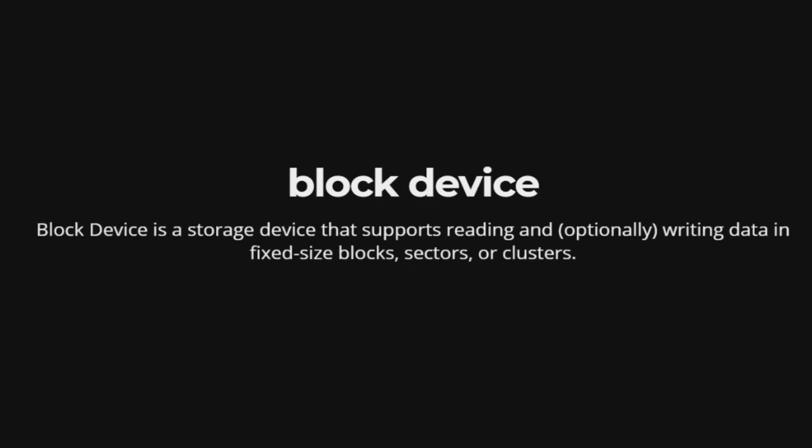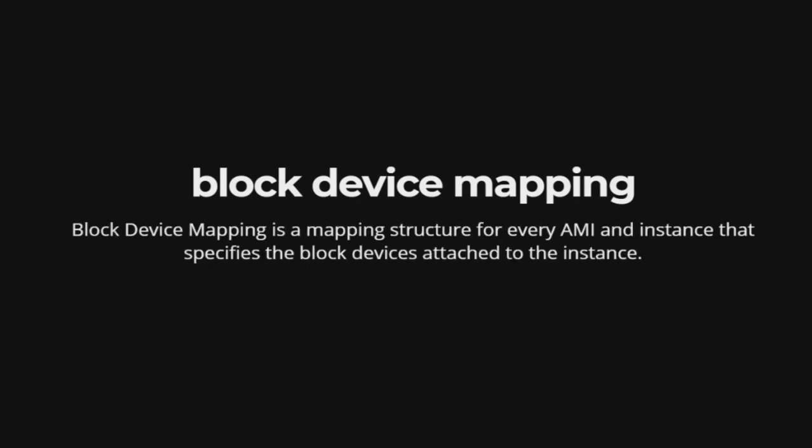Block device. Block device is a storage device that supports reading and, optionally, writing data in fixed-size blocks, sectors, or clusters. Block device mapping. Block device mapping is a mapping structure for every AMI and instance that specifies the block devices attached to the instance.